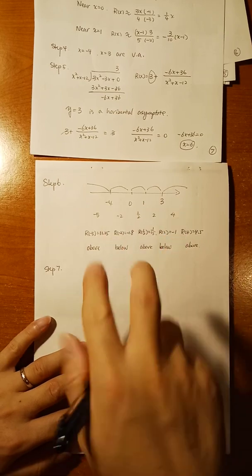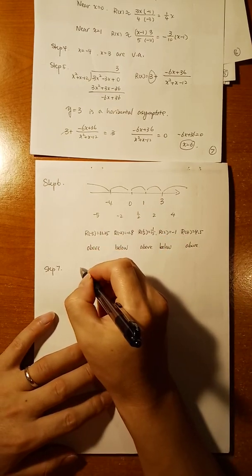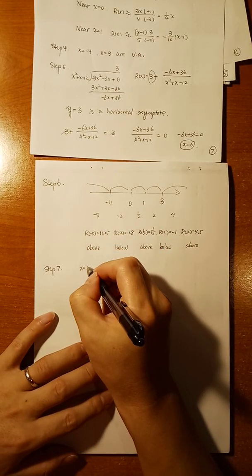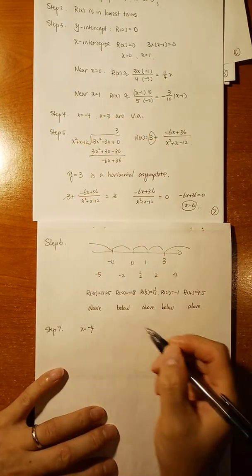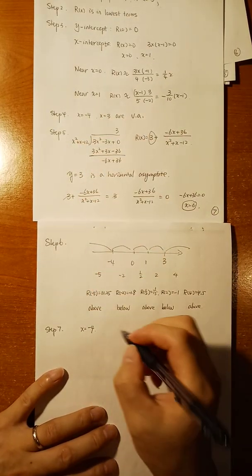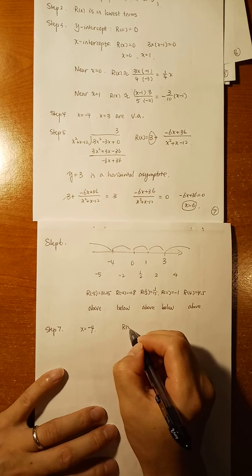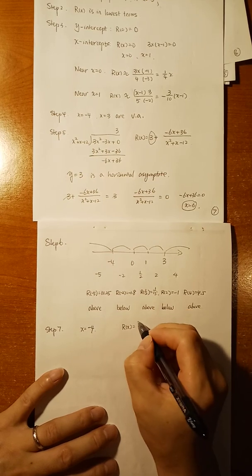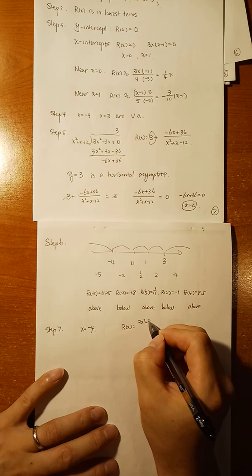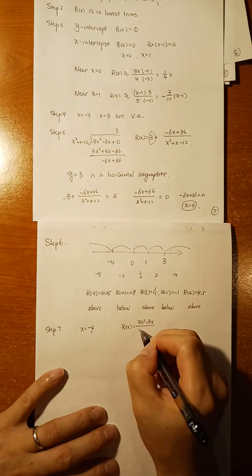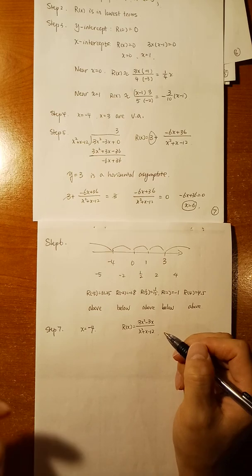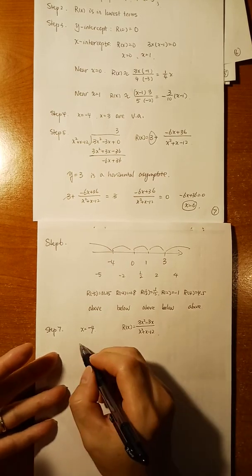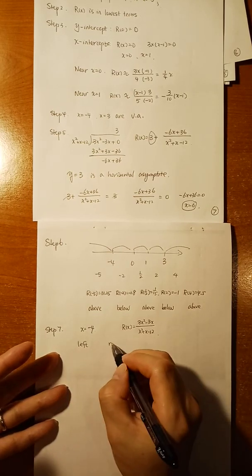You have two vertical asymptotes. Where is the vertical asymptote? x equals negative 4. Let me copy the function here: 3x squared minus 3x over x squared plus x minus 12. Well, in this part, you are going to study the left part and the right part.